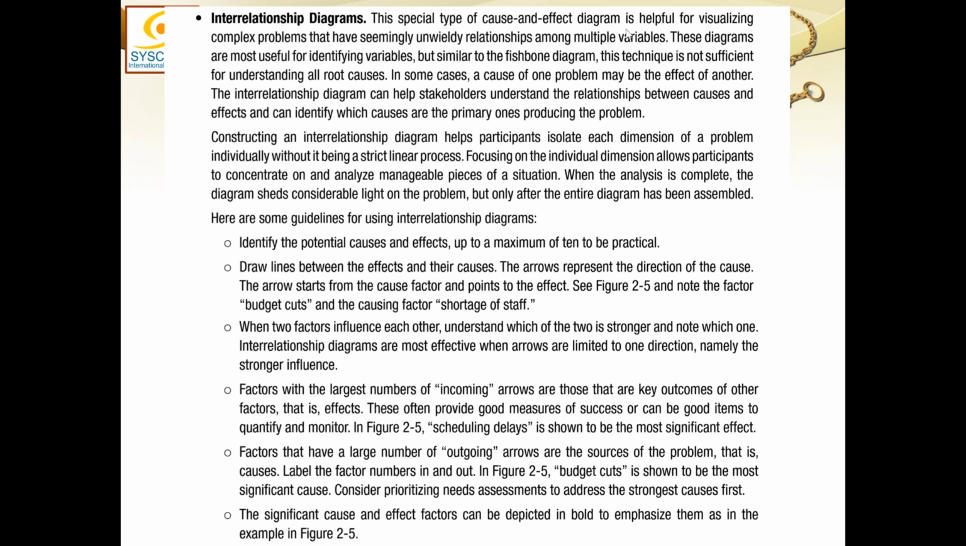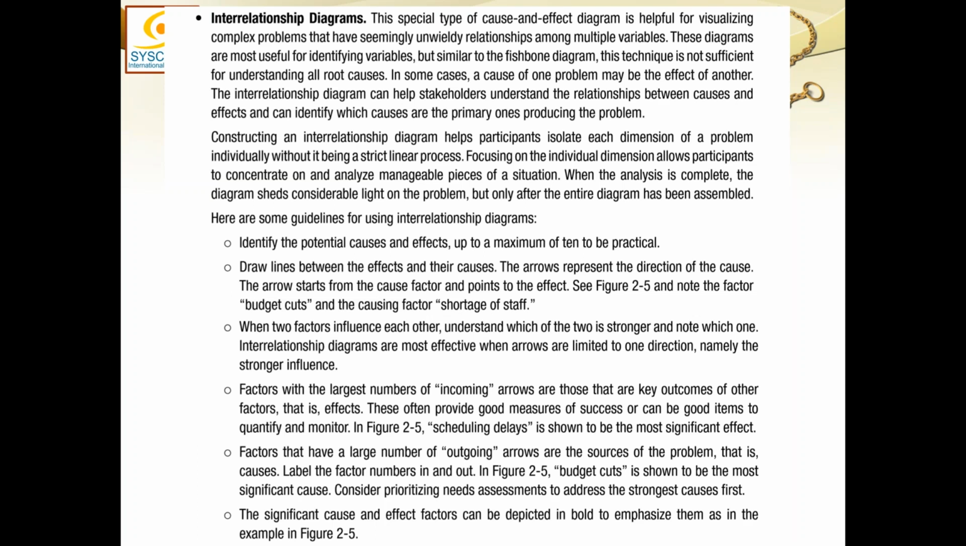This special type of cause and effect diagram is helpful for visualizing complex problems that have seemingly unwieldy relationships among multiple variables. There is more than one variable impacting the same situation, so by adjusting those variables, I could fix the problem. Because more than one thing is affecting it, I have to recognize those multiple variables. These diagrams are most useful for identifying the variables. So first of all, identify all those items which are affecting a specific situation.